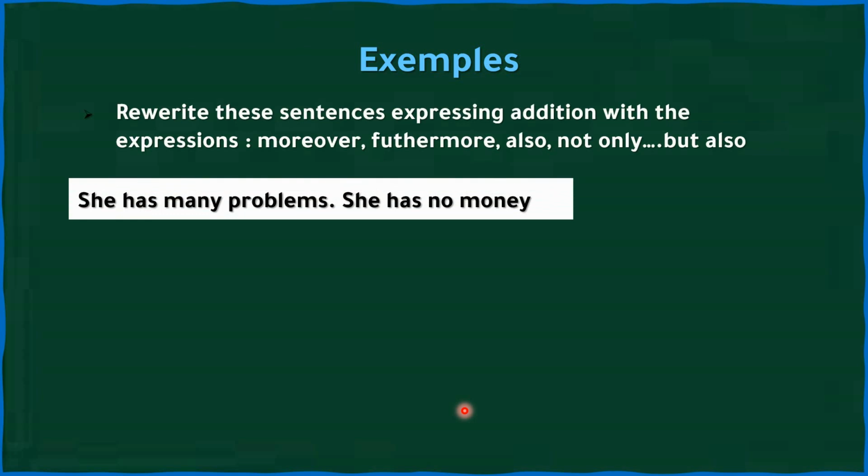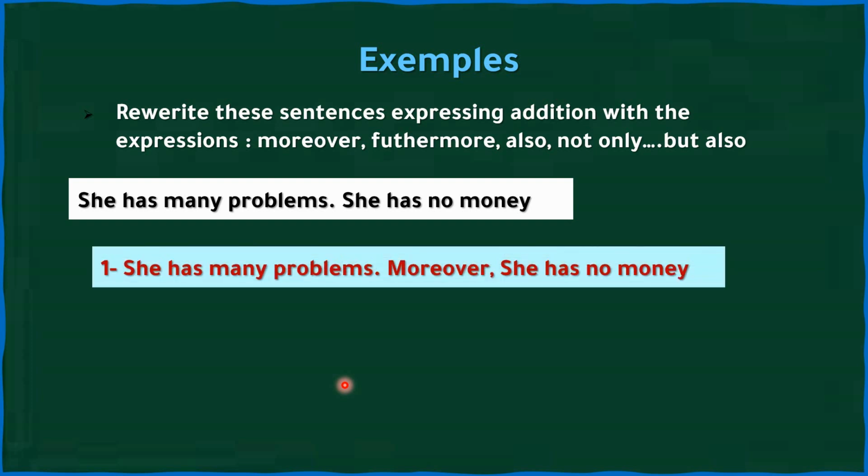Okay? She has many problems. She has no money. So, rewrite this sentence using each of these linking words: moreover, furthermore, also, not only... but also. Who can start? Great! She has many problems. Moreover, she has no money.